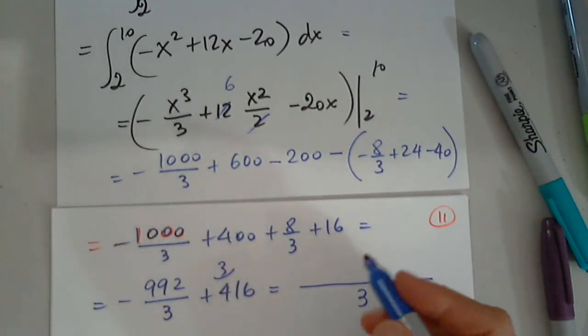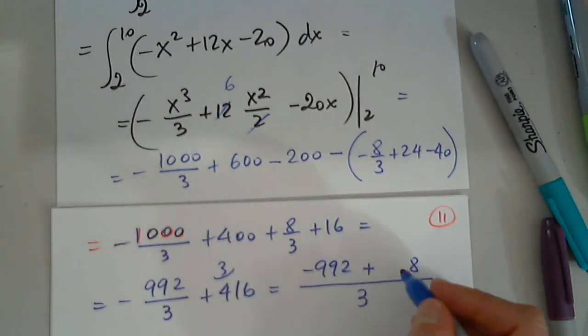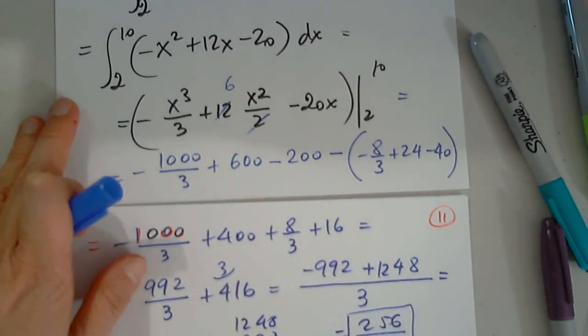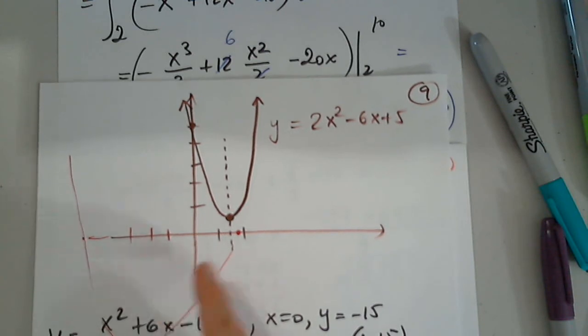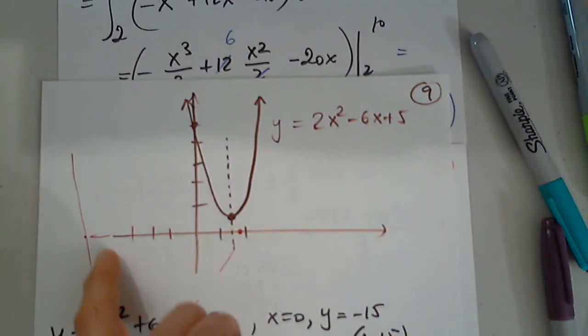So this needs a 3. So negative 992 plus 1248. So I got 256 divided by 3. That's the area enclosed by those two graphs. So yes, now I can go back and correctly graph the two. So they are intersecting right here, something like this.